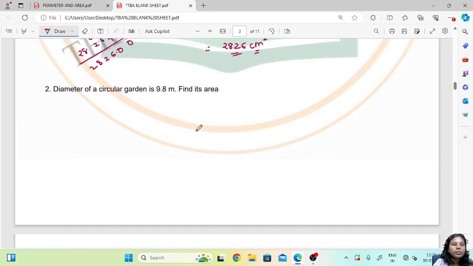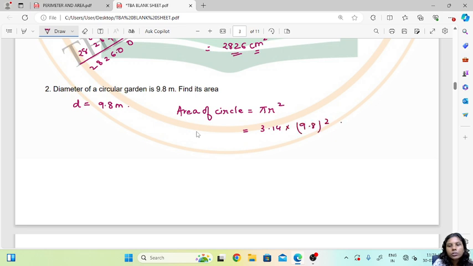Now look at this: diameter of a circular garden is 9.8 meter. Find its area. So diameter is 9.8 meter. To find the area, nothing to get confused. So area of circle is pi r square. Say pi we take as 3.14 into 9.8 the whole square. So 9.8 into 9.8.